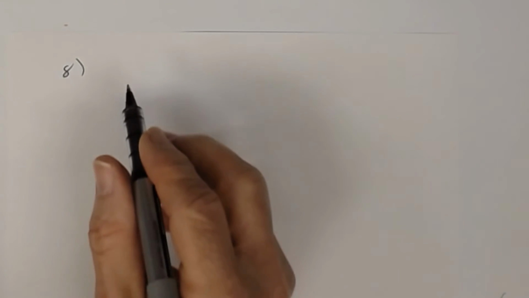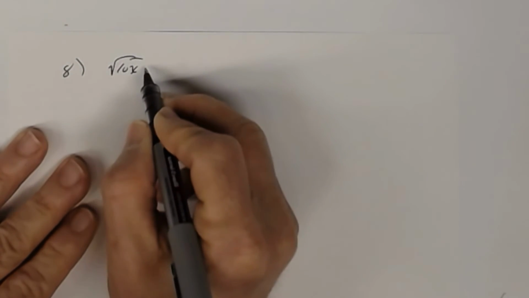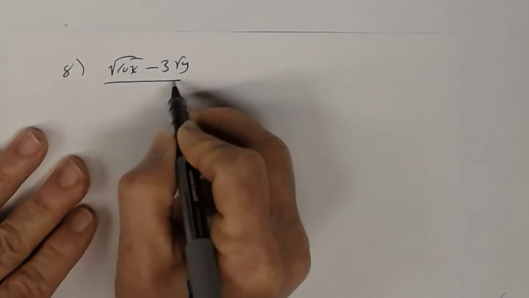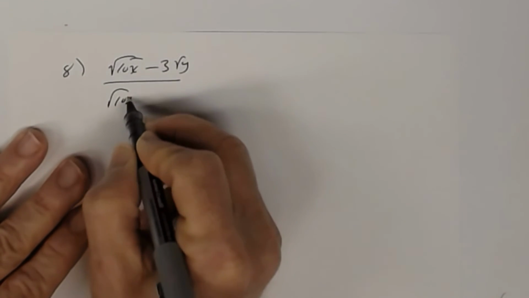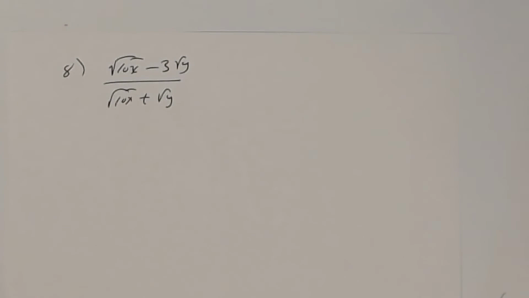Okay, let's do one more, and let's make this number 8. Suppose in number 8 I have this: the square root of 10x minus 3 square root of y divided by the square root of 10x plus the square root of y. All right, so we have that.